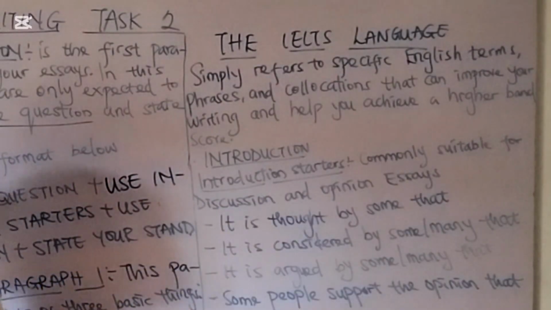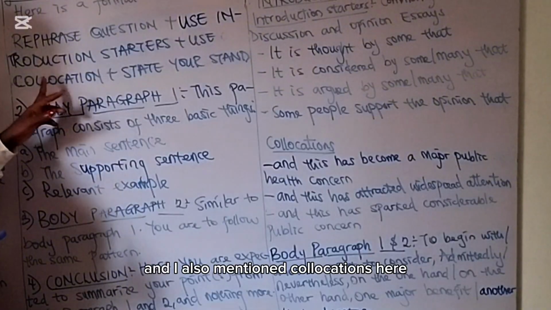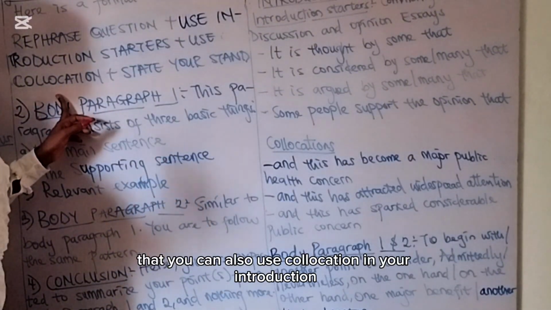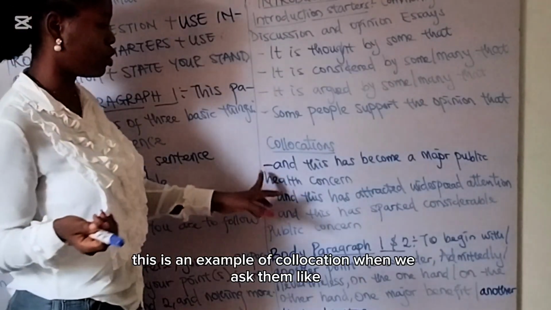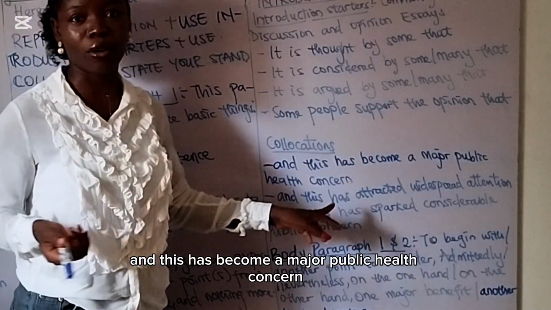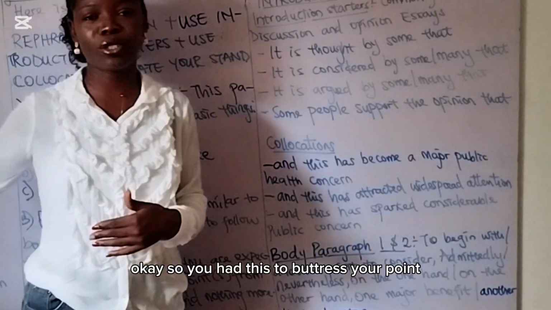Okay, so the second aspect here is the collocations. I also mentioned that you can use collocations in your introduction. Now, what do we mean? This is an example of a collocation: when we have something like, and this has become a major public health concern. You had this to buttress your point.